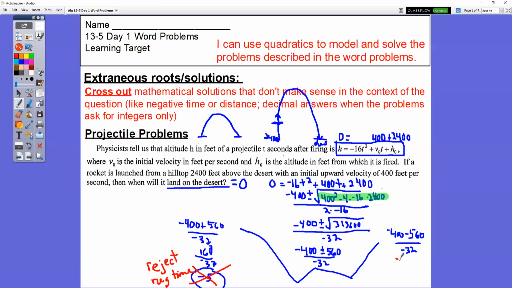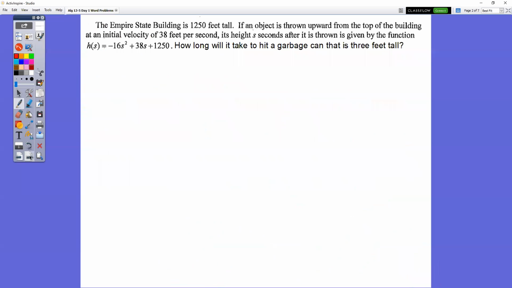Over here, we would end up with negative 960 over negative 32, and that ends up being 30 as our answer. 30 is our answer, all right? You don't have to sub it back into anything like we were doing yesterday with the squares and the rectangles. It's just 30 seconds. But just like yesterday, we have to reject the negative answer because that doesn't make any sense. Take a look at the next one.